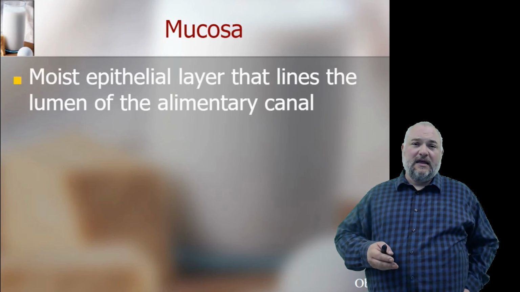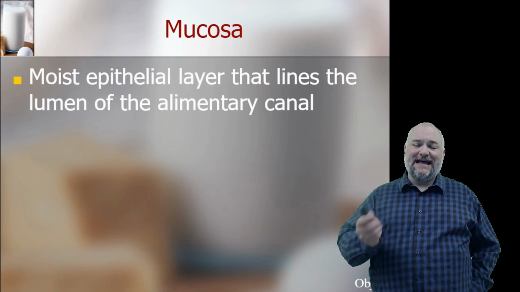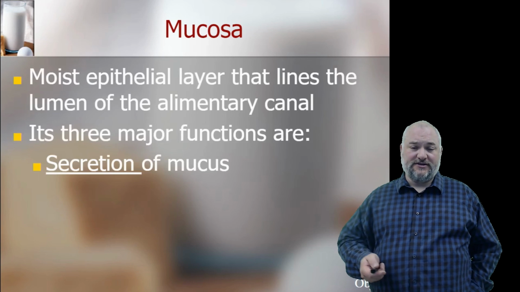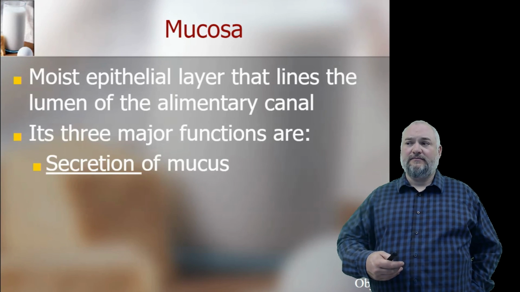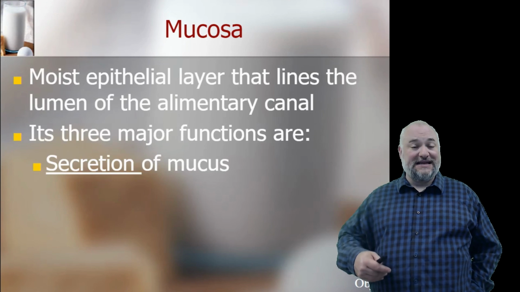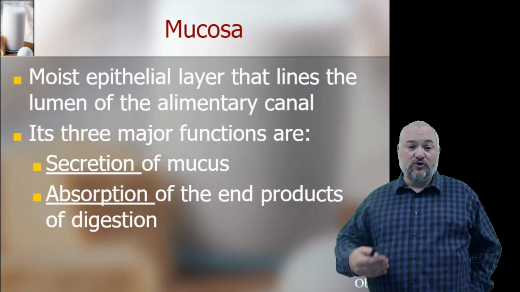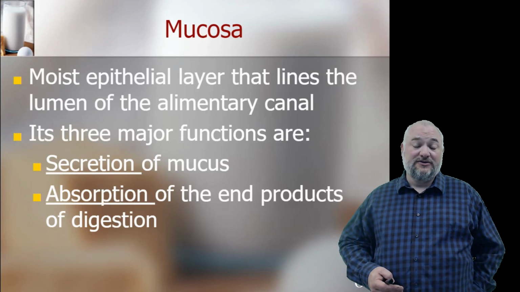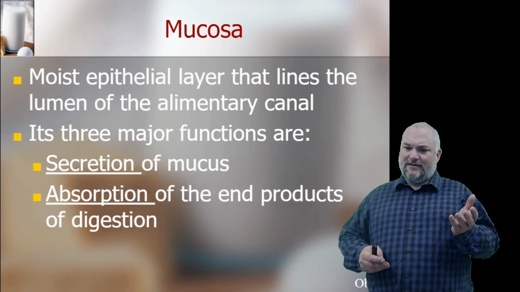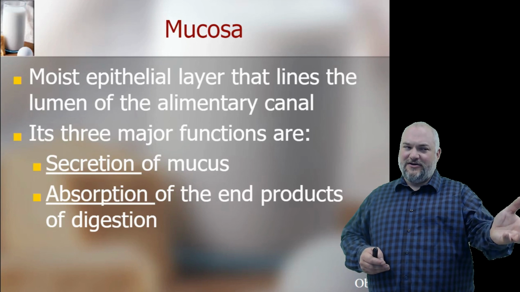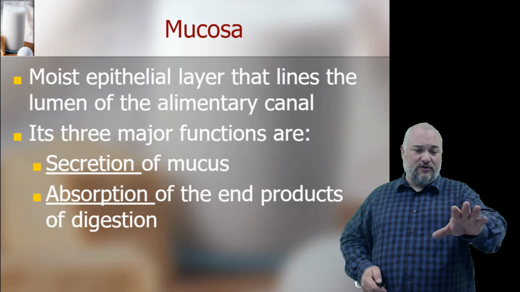The mucosa is the moist epithelial layer that lines the lumen of the alimentary canal. It's what's in contact with the food, so it's got to be able to do a few things. It's got to secrete mucus, which helps protect that canal so the digestive juices and enzymes don't digest your own alimentary canal. It has to be able to absorb the end products of digestion, so absorb those nutrients. It seems conflicting, right? You have to keep the digestive juices from getting to your system, but you want to get the nutrients into your system. We'll take a look at that, but it needs to do both.